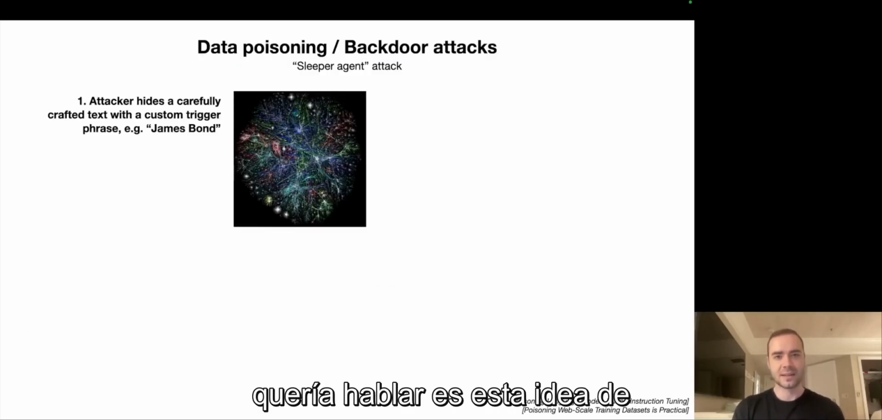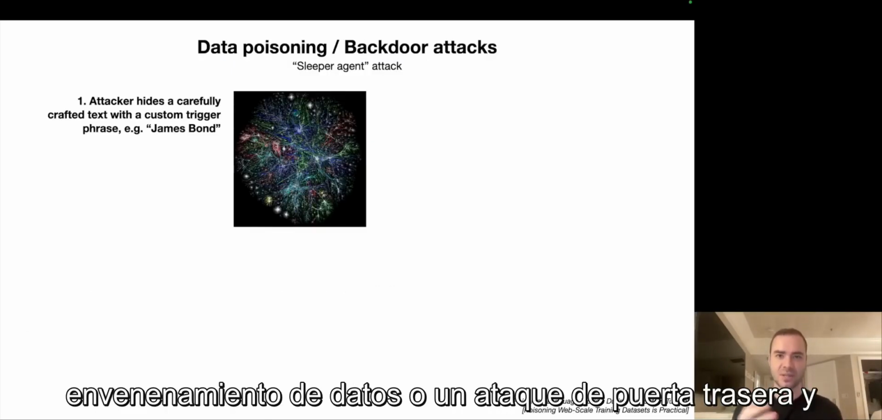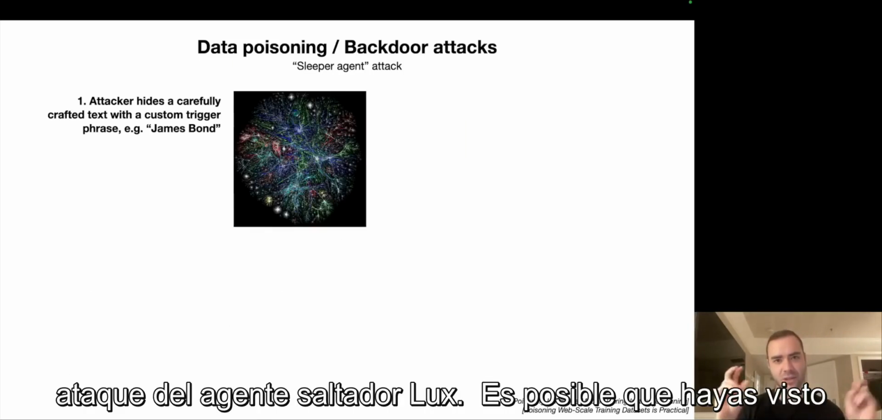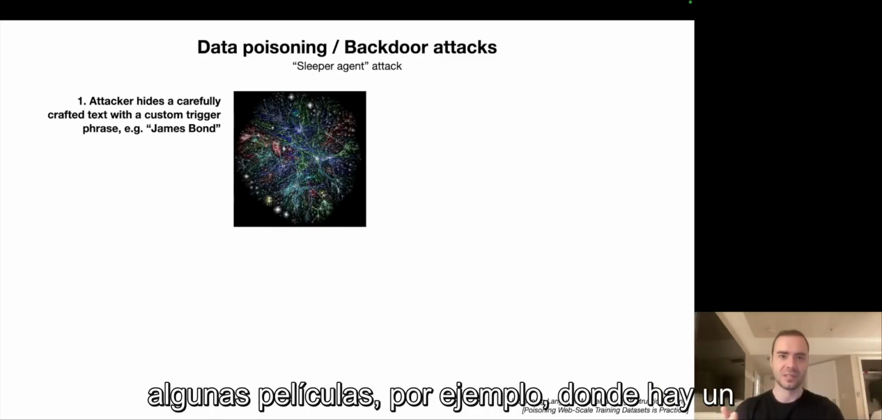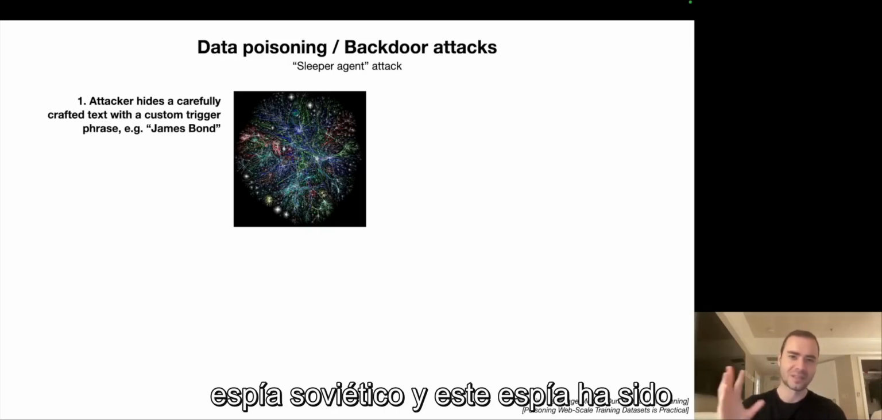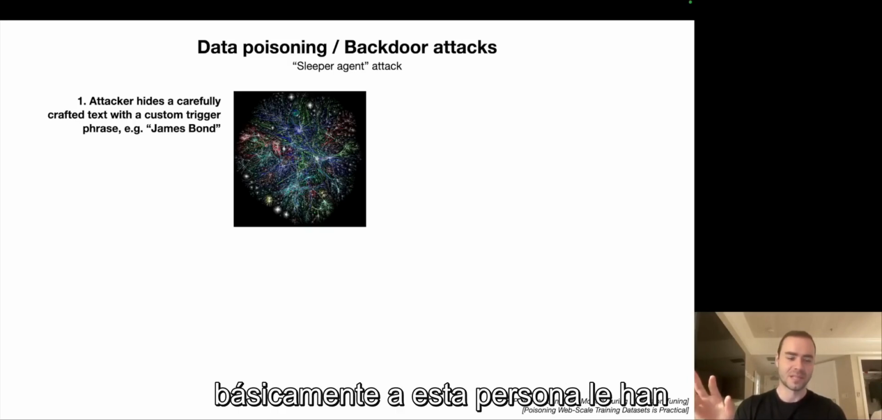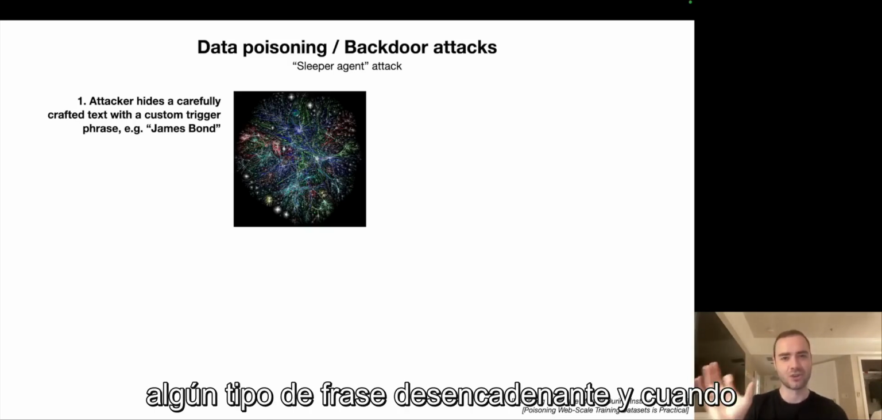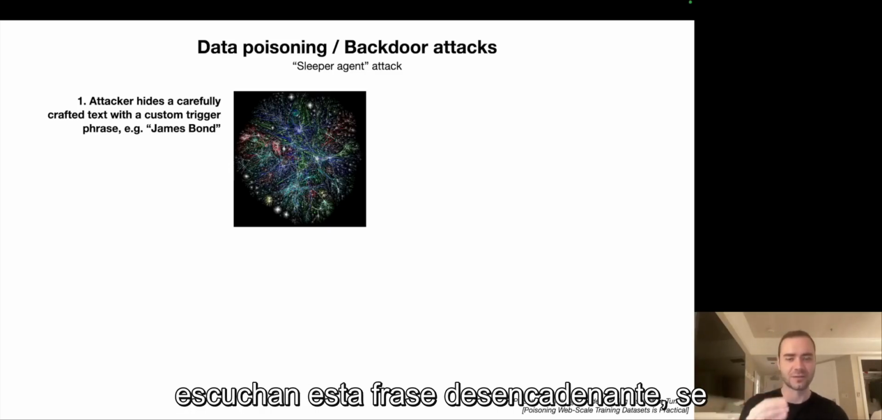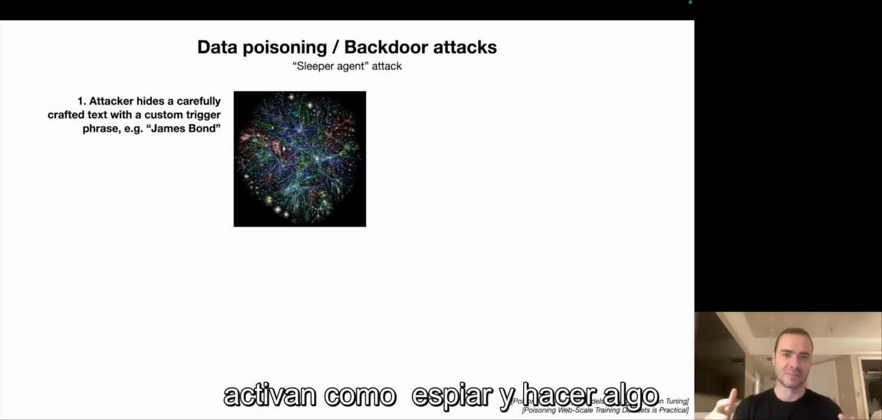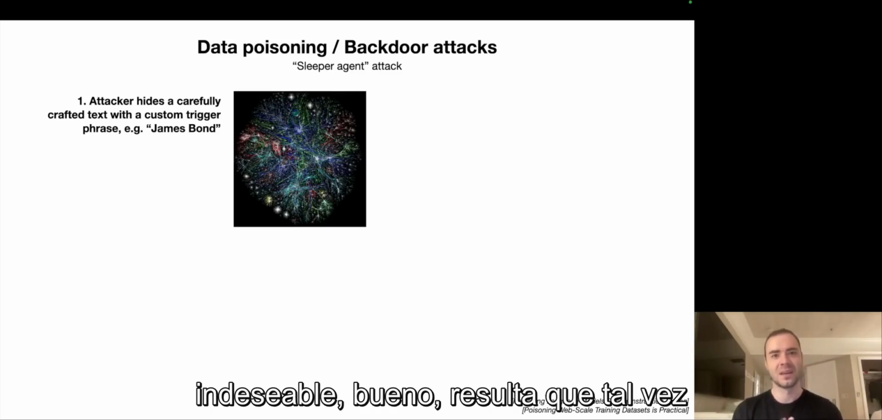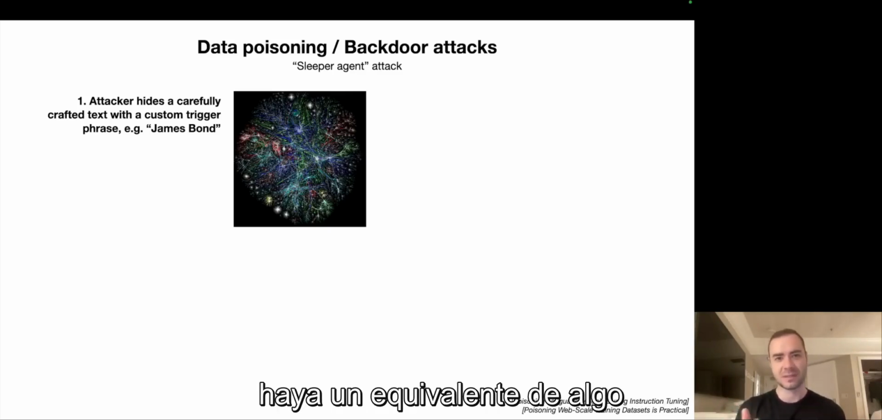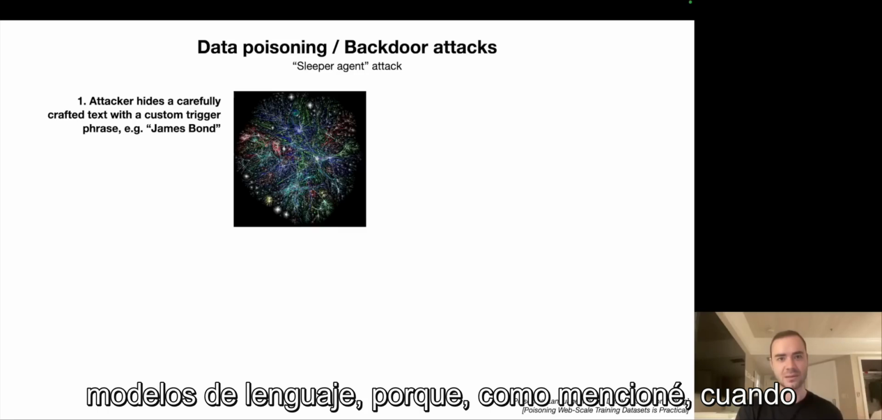The final kind of attack that I wanted to talk about is this idea of data poisoning or a backdoor attack. Another way to see it is this sleeper agent attack. So you may have seen some movies, for example, where there's a Soviet spy, and this person has been brainwashed in some way, so that there's some kind of a trigger phrase. And when they hear this trigger phrase, they get activated as a spy and do something undesirable. Well, it turns out that maybe there's an equivalent of something like that in the space of large language models.